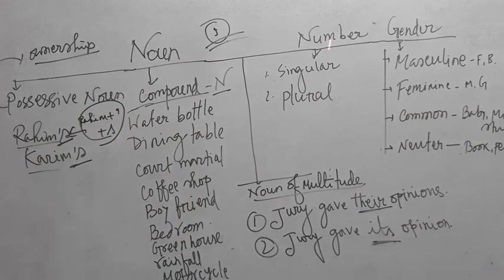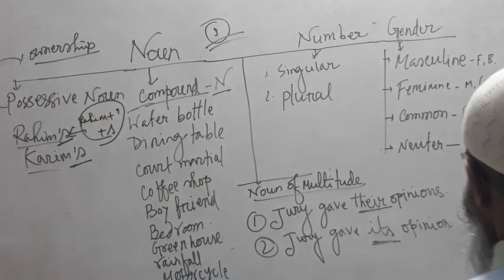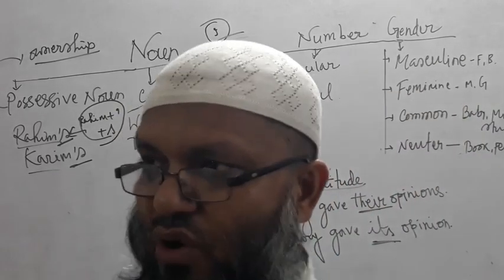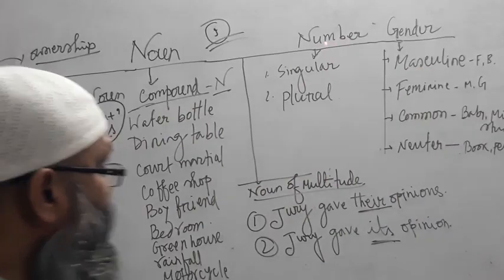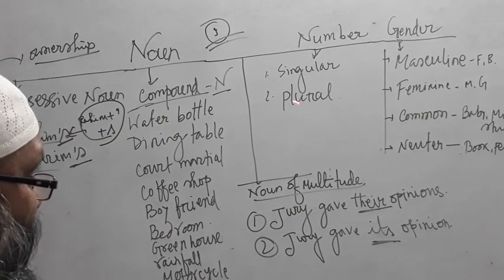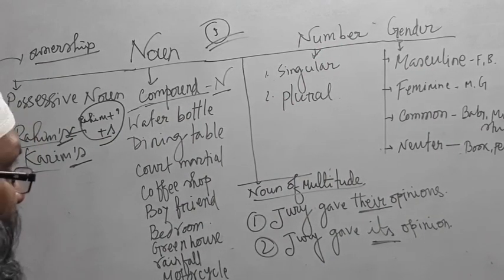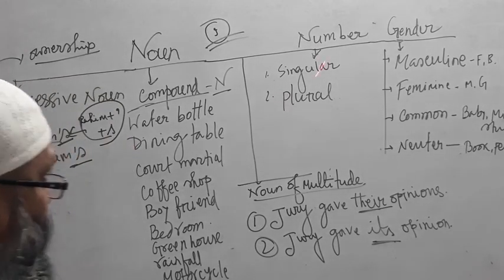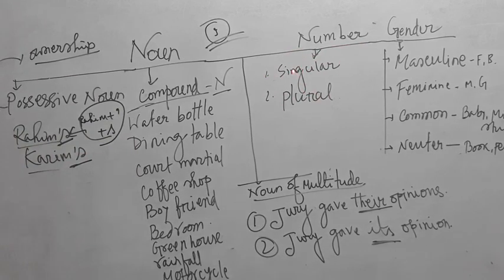Okay, and next come to number and gender. Both of the terms are related with noun. Okay, what is number? The sense or idea of number is called number. You know, number is divided into two parts. One is singular, another one is plural. Okay, what is singular? When only one thing or name is meant, then it will be singular, and when it means more than one, then it will be plural. But it is related to noun.